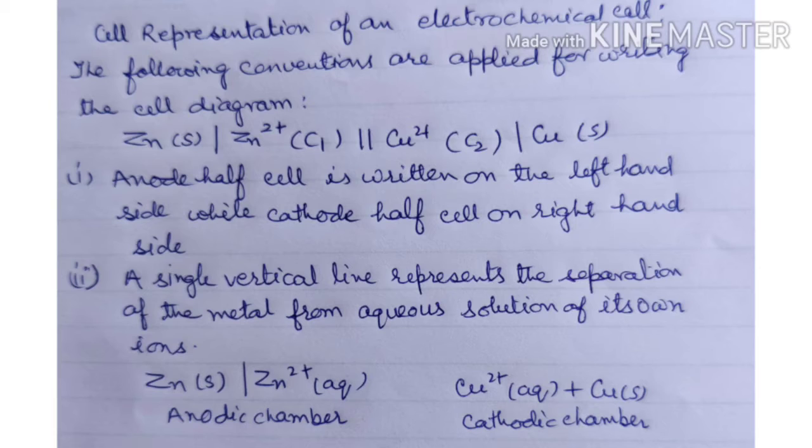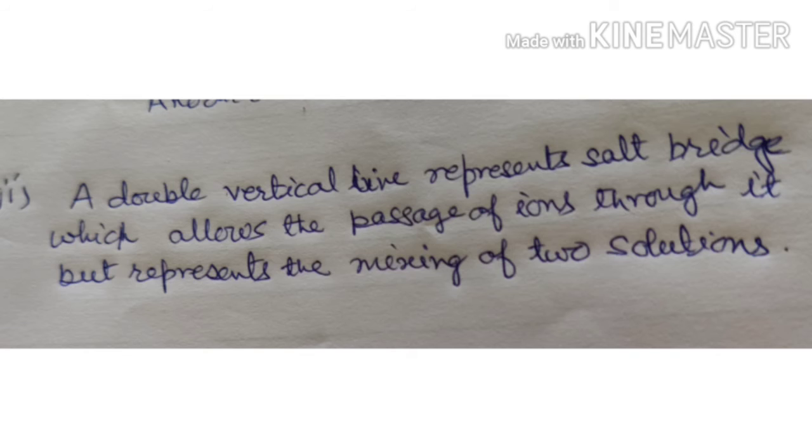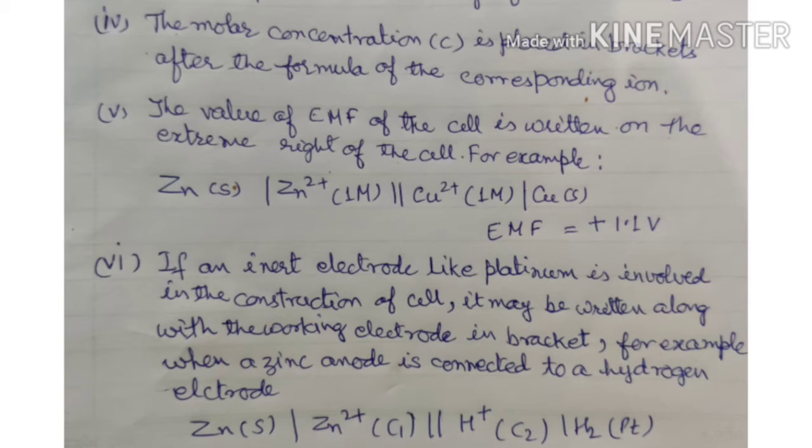A single vertical line separates the metal from the aqueous solution of its own ion. Like the zinc solid is converted into zinc ion, the single vertical line is there. Now the third point: a double vertical line represents the salt bridge, which allows the passage of ions through it but prevents the mixing of the two solutions. The fourth point is the molar concentration C is placed in brackets after the formula of the corresponding ion.